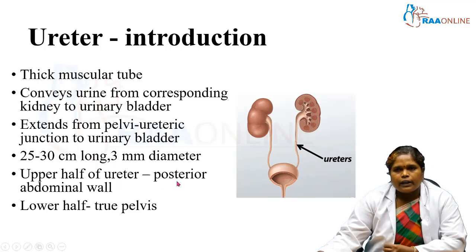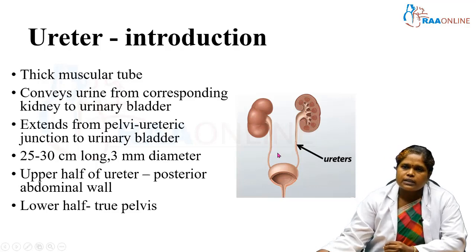And as I told, it measures roughly 25 to 30 centimeters in length. The upper half of the ureter lies in the posterior abdominal wall, that is, the upper half is present in the abdomen. The lower half of the ureter lies in the pelvis, the true pelvis. So the ureter has two parts. The upper part is present in the abdomen, so that is the abdominal part of the ureter. The lower part is present in the pelvis, and that is known as the pelvic part of the ureter.